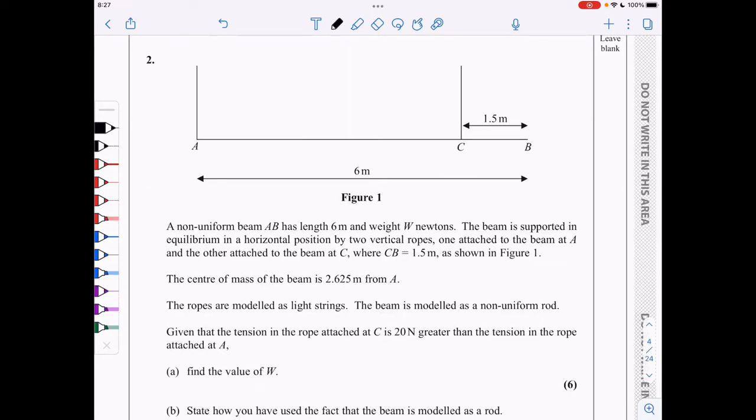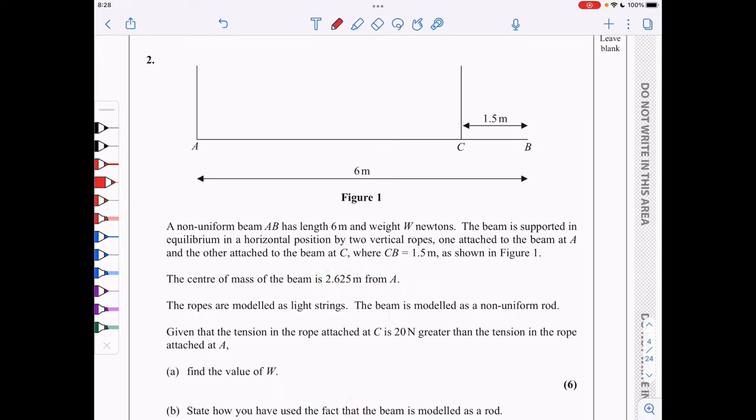Question 2, we've got a non-uniform beam AB with a length of 6 meters, weight of W newtons. It's being supported in equilibrium in a horizontal position by 2 vertical ropes, one attached to the beam at A and the other to the beam at C. CB is 1.5 meters. The center of mass is 2.625 meters from A.